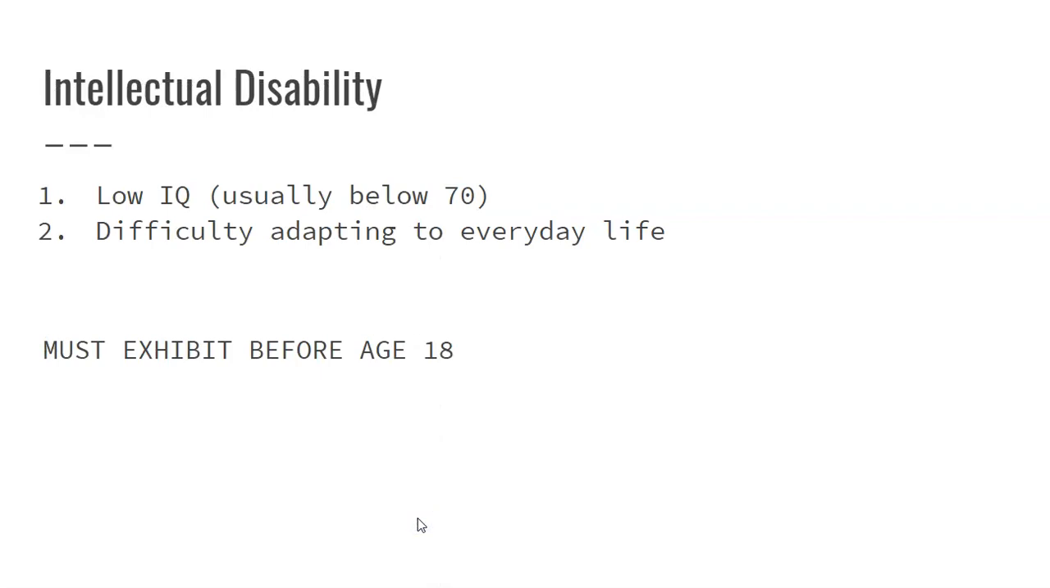The first, on the lower end of the extreme of intelligence, is something called intellectual disability. Children or adults that have an IQ that is below 70 usually are diagnosed with something called intellectual disability.